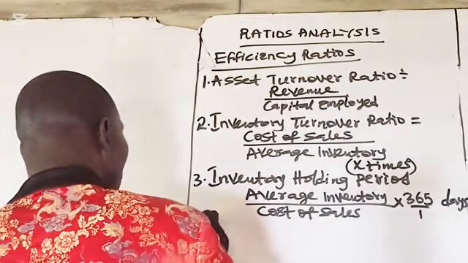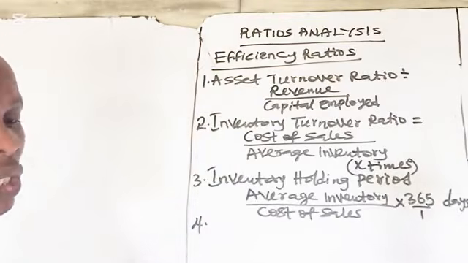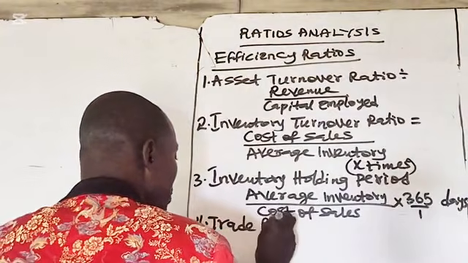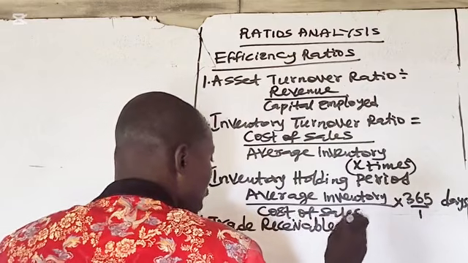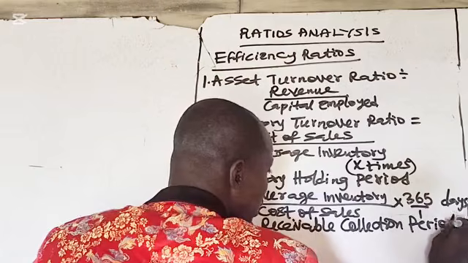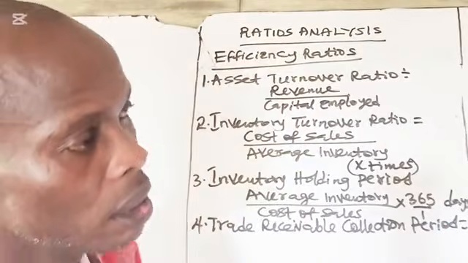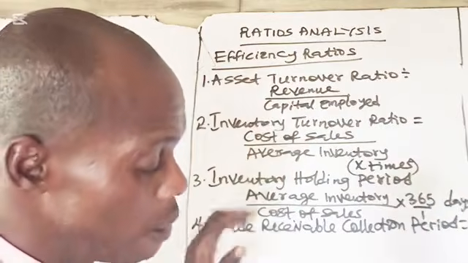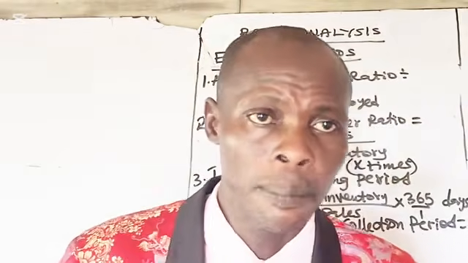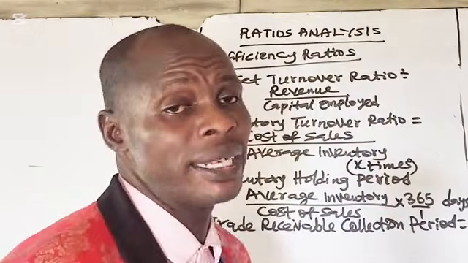Then number 4 ratio that can be used to measure the entity's performance is trade receivable collection period. Trade receivable collection period measures the average number of days a company takes to collect its receivables. For this, the lower will be better.